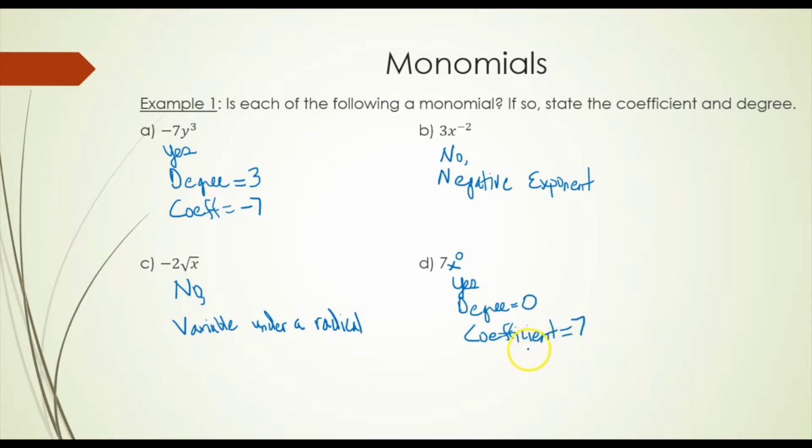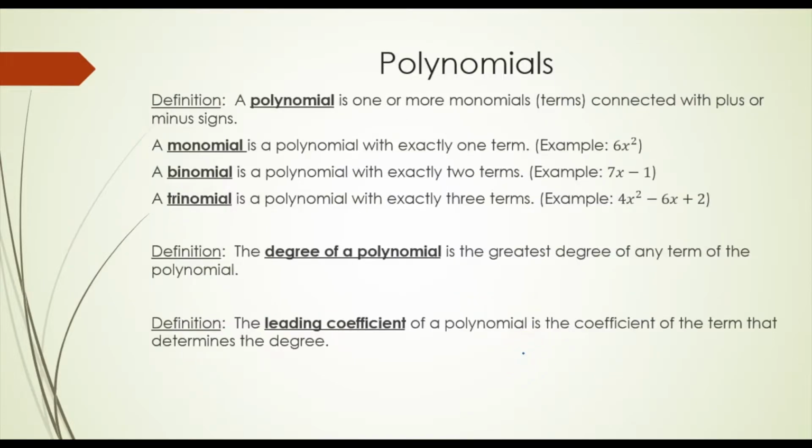So why is monomial identification important? Well, that's because that's what polynomials are made of. A polynomial would be more than one monomial or term connected with a plus or minus sign. A monomial is just one term. 6x squared is an example. A binomial is 2 terms. 7x minus 1 is an example. A trinomial is 3 terms. 4x squared minus 6x plus 2 is an example.